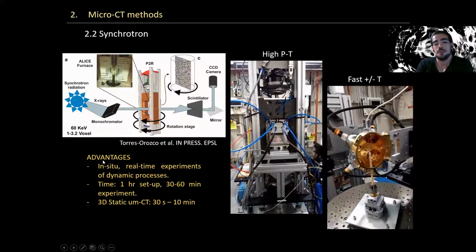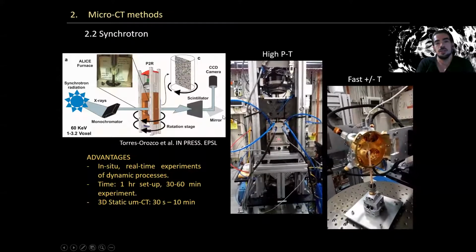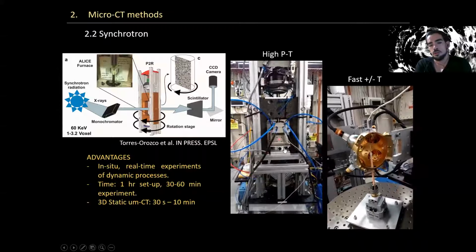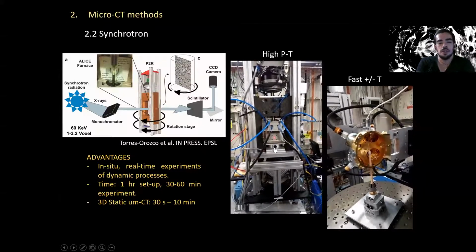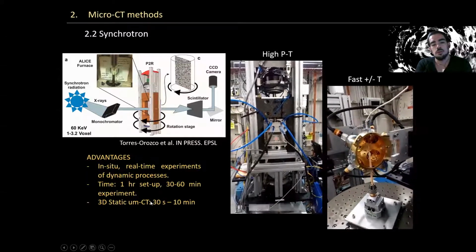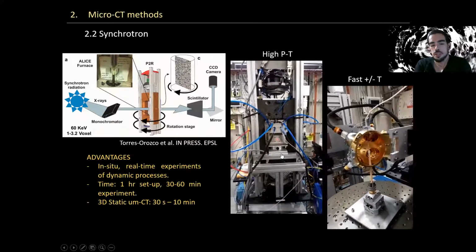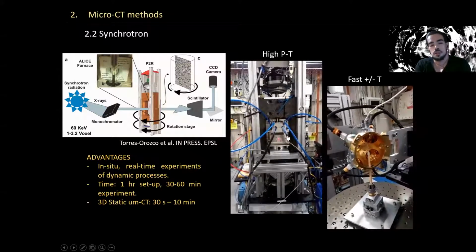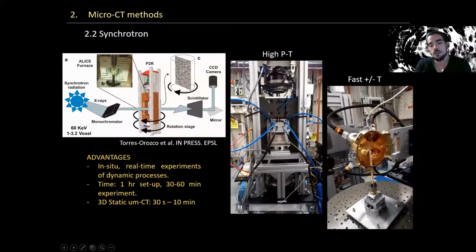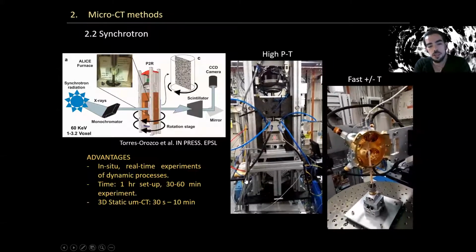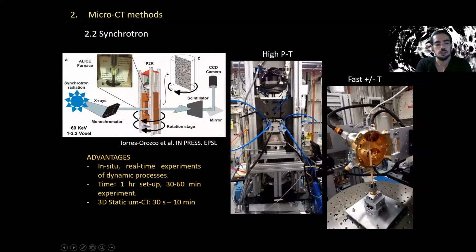So again, some advantages of this setup is that we can capture in situ real-time experiments of dynamic processes of magma flow, or how magma is evolving through time. Setting up these instruments takes about 1 hour, and then performing the experiment is just about 30 to 60 minutes. So we can do plenty of experiments, at least 12 different experiments in a day of work inside the hutch.